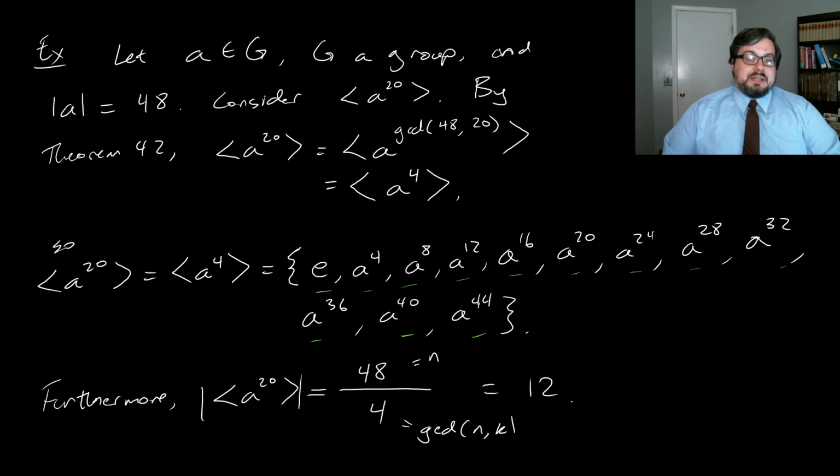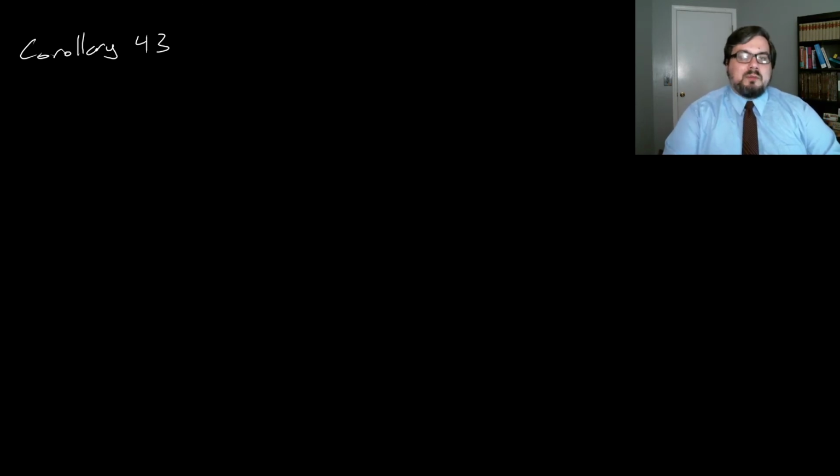Theorem 42 is very helpful in understanding the structure of cyclic groups. There are a couple of corollaries we're going to write down, and then we're going to get to a big theorem which tells us about this structure. So, Corollary 43 is actually a much weaker form of a stronger theorem that we're going to get to later, but Corollary 43 is very important to talk about now.